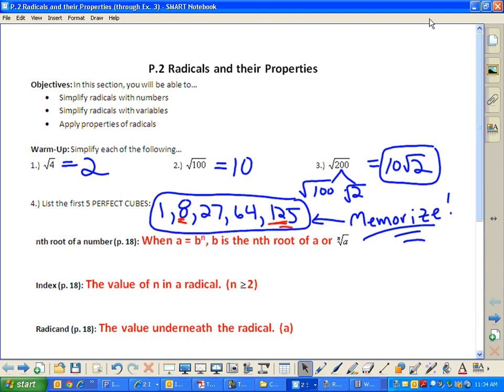Why don't you throw the square root of 4 in your calculator, hit enter. What does it give you? 2, not plus or minus 2, right? Just plain old 2.